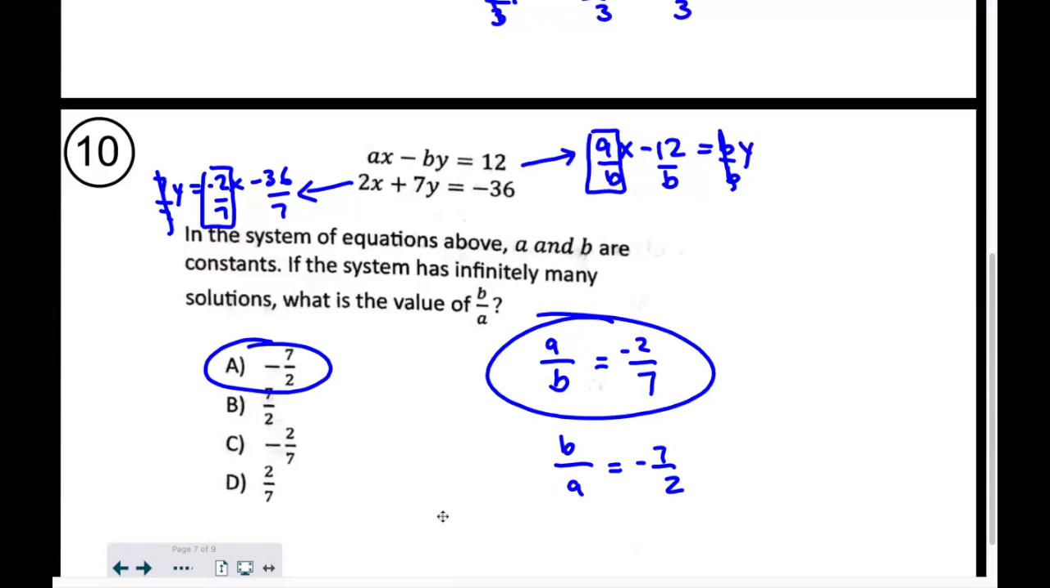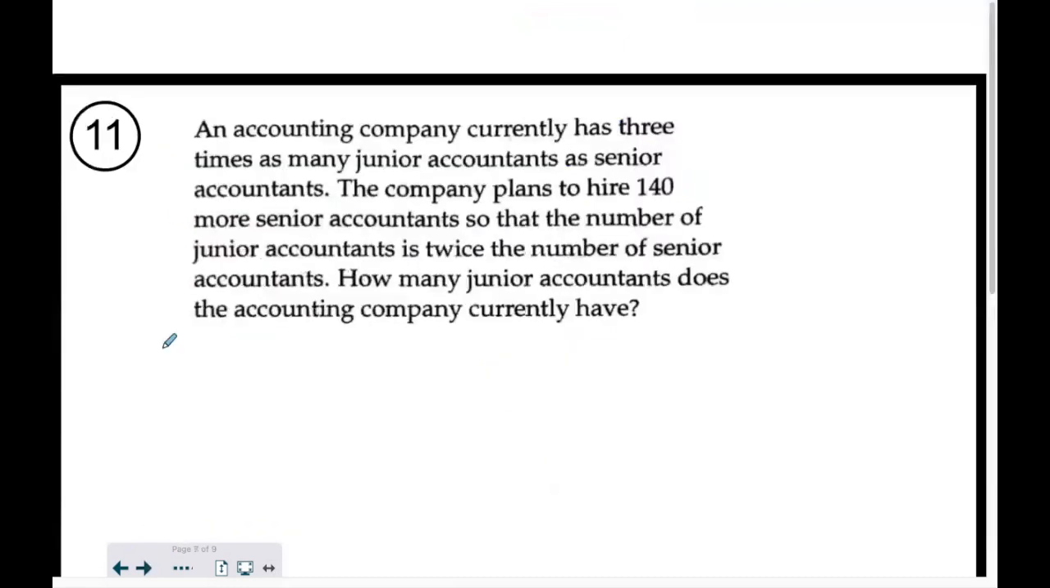All right. Down to our last two problems. So we got another word problem. This one I wanted to go over because this has some common mistakes that I see a lot. So the company currently has 3 times as many junior accountants as senior accountants. Well, I'm just going to use J and S for my variables.